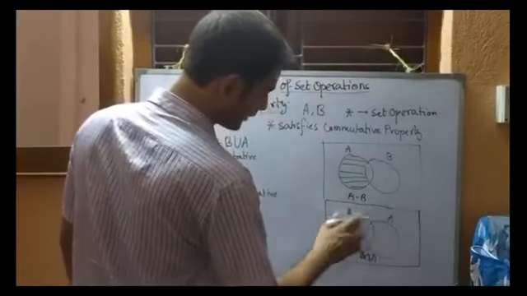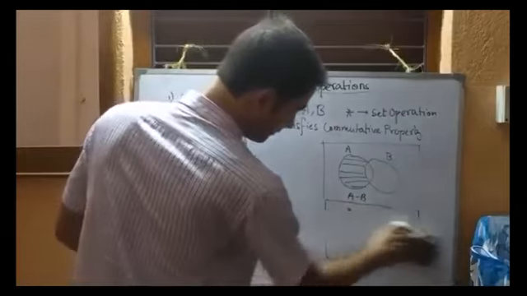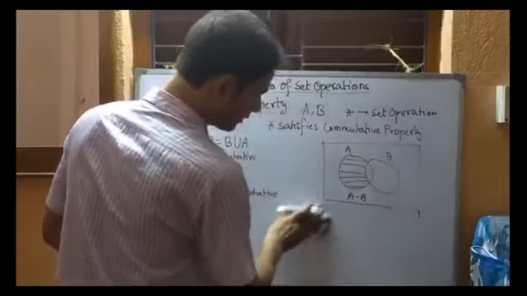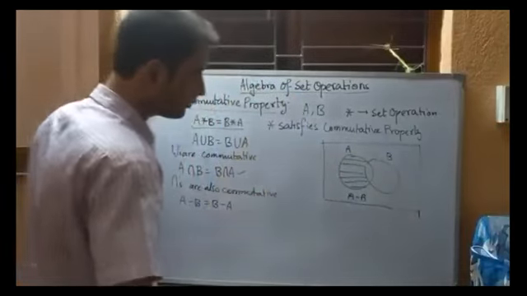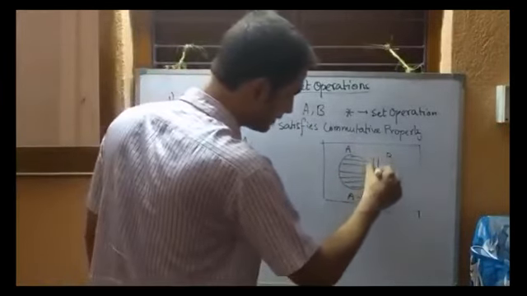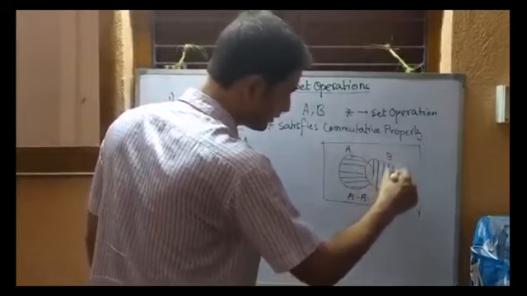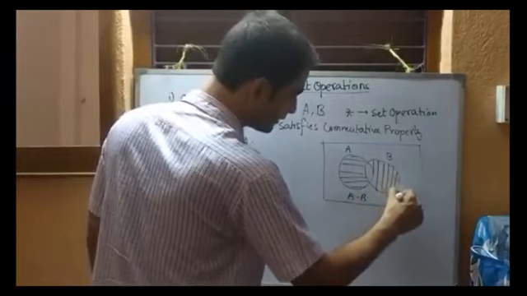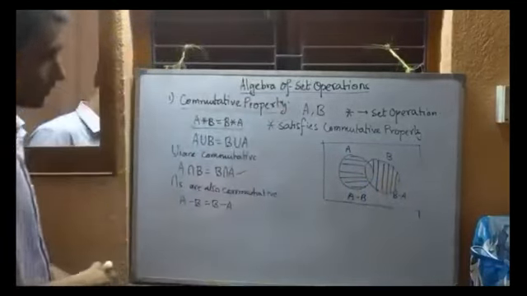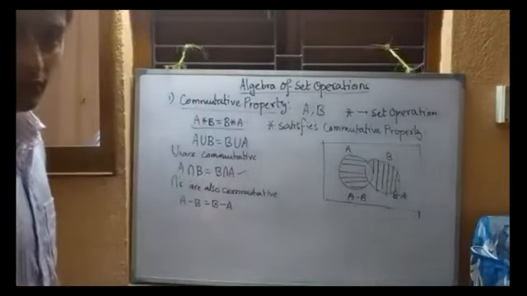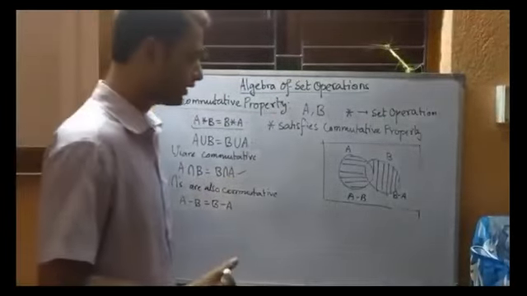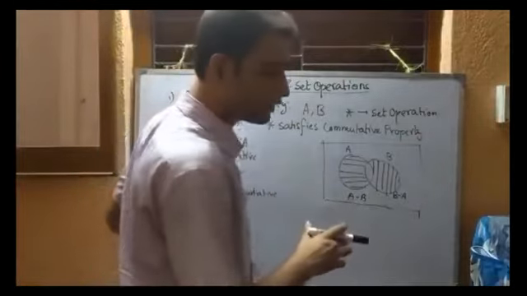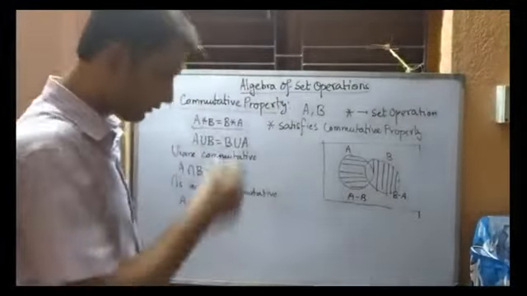Let me show it in the same diagram, not here. If we shade the portion for B difference A vertically, then this will be the region for B difference A. Then clearly the regions are not equal. So we can construct examples in which A difference B and B difference A will be different.